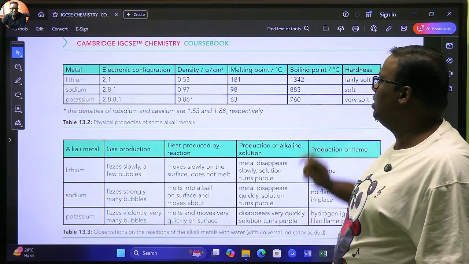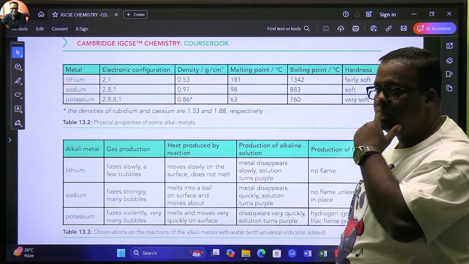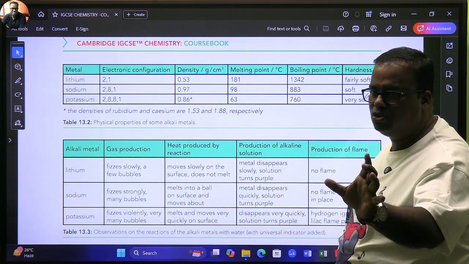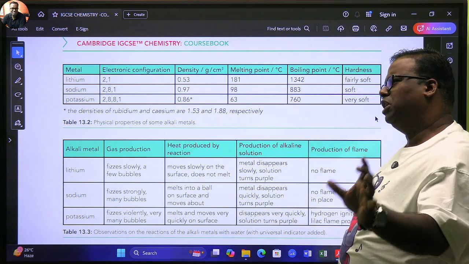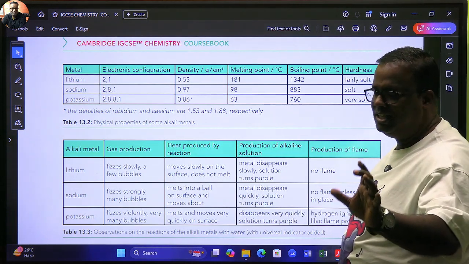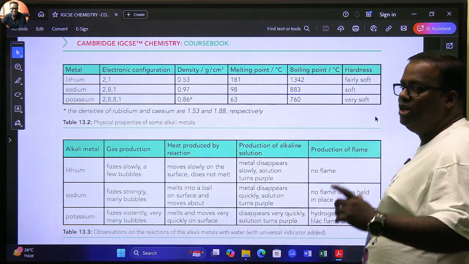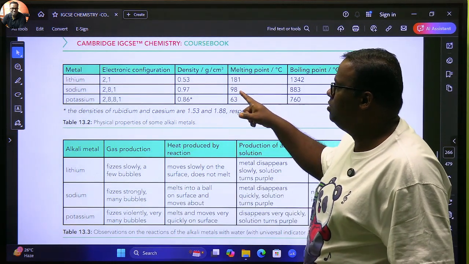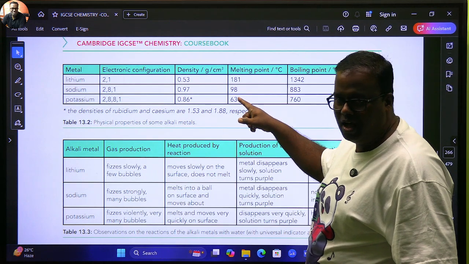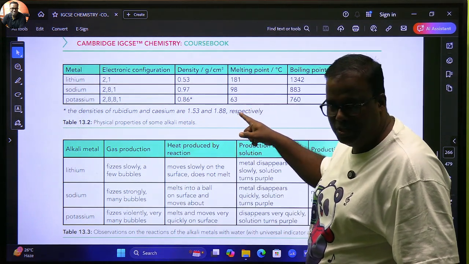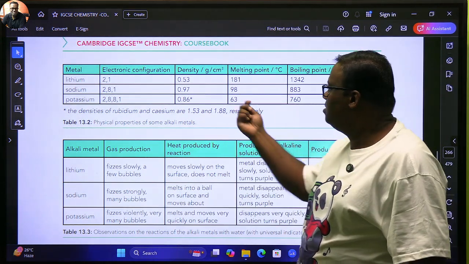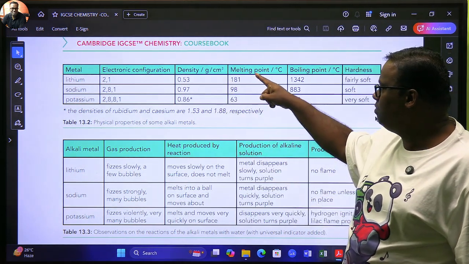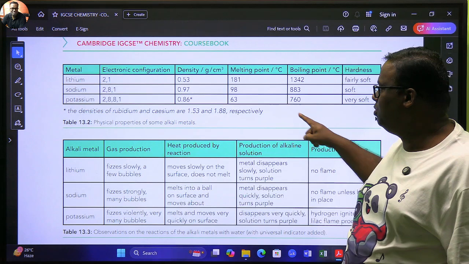Based on this, a very common question comes: can you predict the melting point of rubidium? Nobody is going to catch your throat that it should be 31, 32, nothing like that. They just want to see whether you can do trend analysis. See, lithium, sodium, potassium, then rubidium comes. Sometimes they will ask you to sketch a graph. If you sketch a graph, you will find that it is from 181 coming to 98, coming to 63.